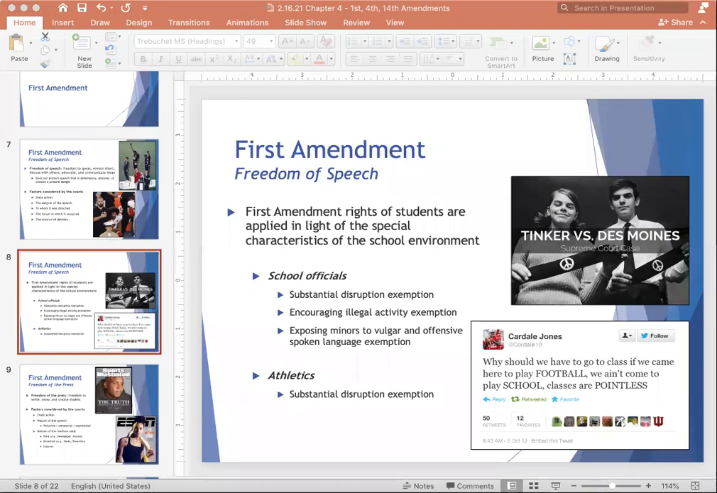This speech needs to so substantially interfere with the internal operations of the school or of athletics that your coach, your athletic administrator is no longer able to effectively coordinate the activities of the athletic team. They're not able to properly administer their sport activities because of this substantial disruption.